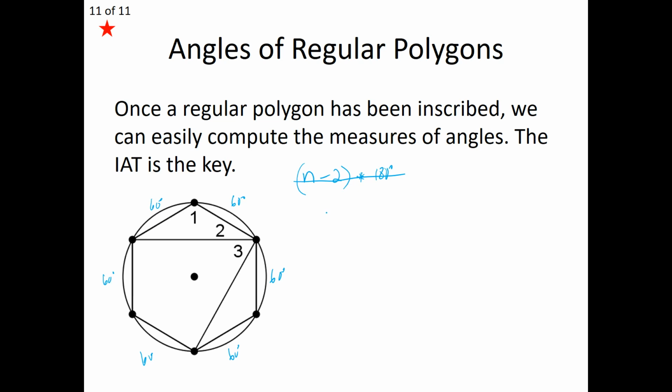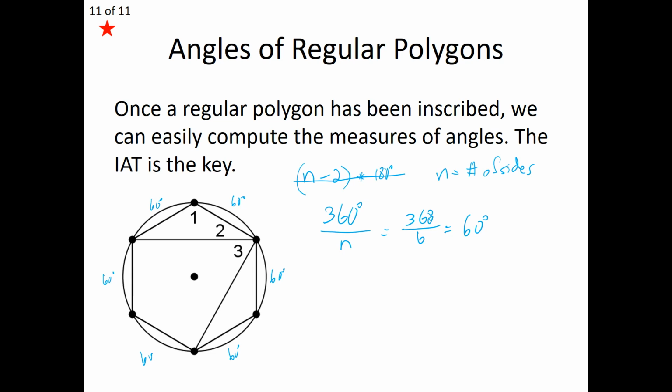Why? Because what I did was I took 360 degrees and divided by the number of sides. So we're going to let n equal the number of sides that our regular polygon has. And if I take 360 and divide it by 6, I end up with 6 arcs all measuring 60 degrees.